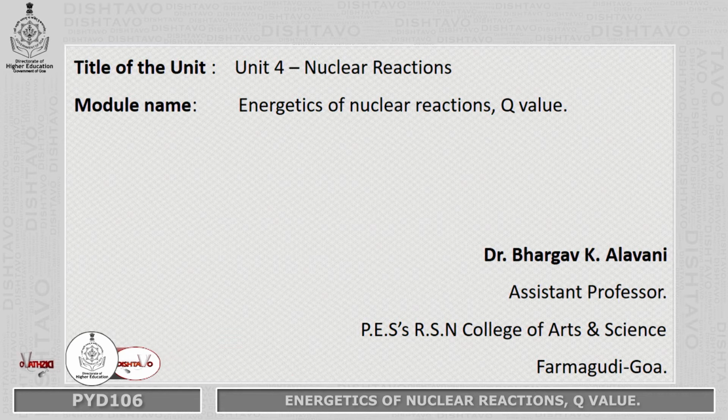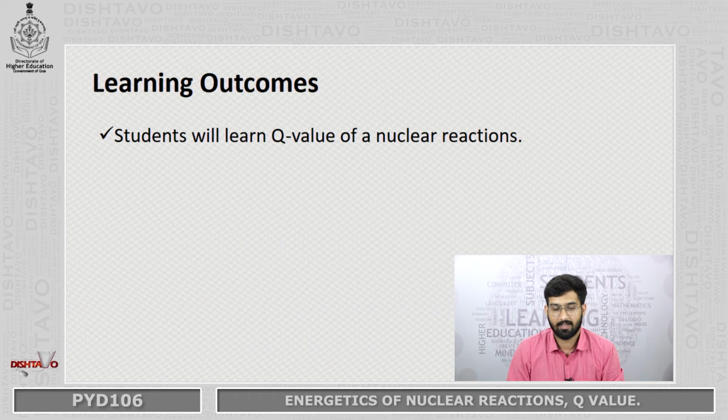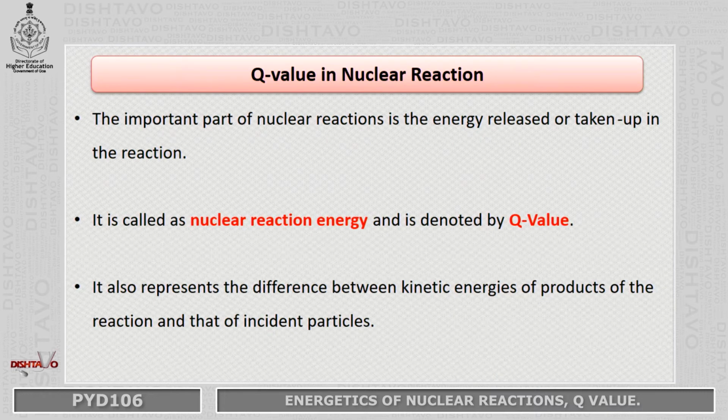My module name is Energetics of Nuclear Reaction and Q Value. This comes in Chapter 4, Nuclear Reactions. The outline of this module is that we'll learn the Q value of a reaction and what it means. At the end of the video, students will learn the Q value of a nuclear reaction. Let us start with it.